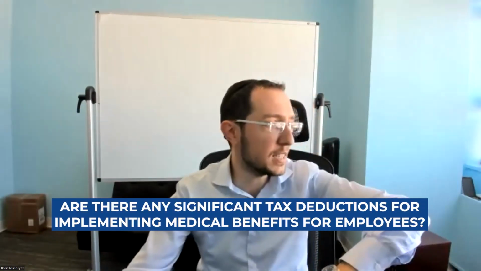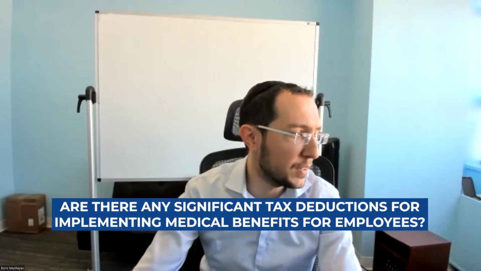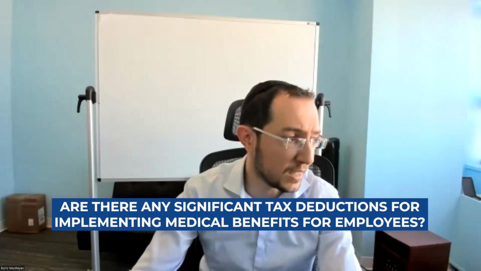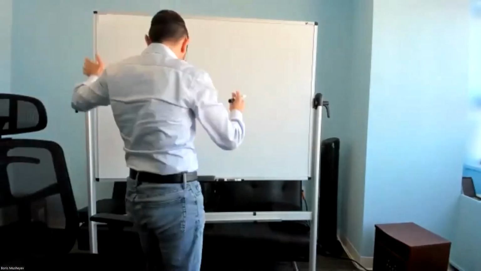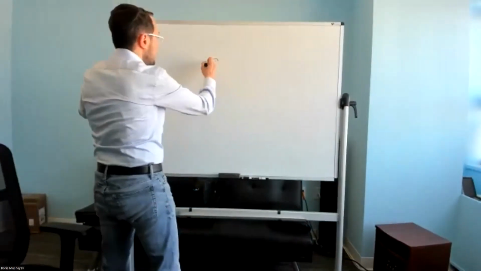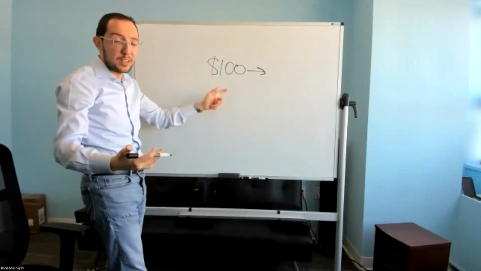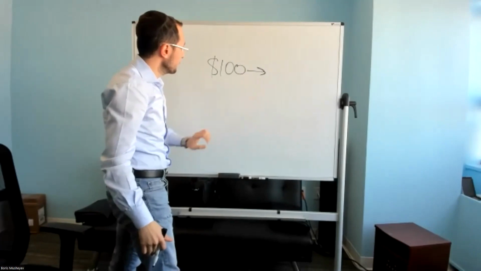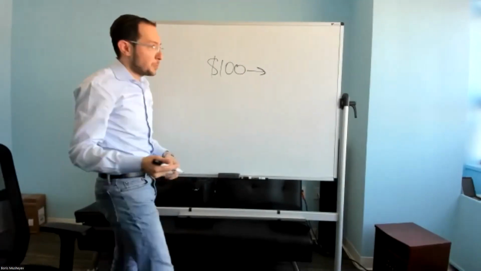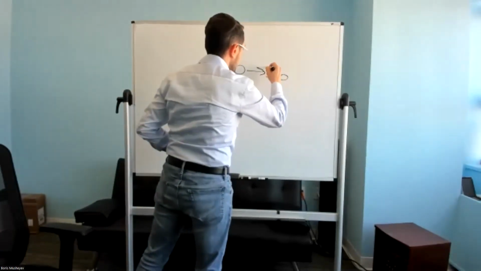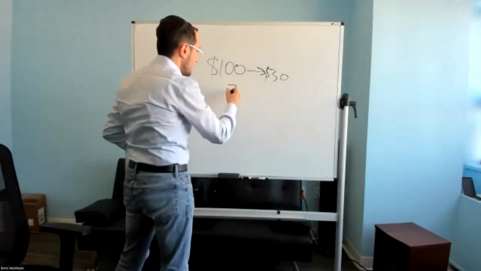So are there any significant tax deductions for implementing medical benefits for employees? Scott, significant tax deductions. It's a tax deduction, right? So think about it this way. For every $100 that you pay for your employees' health insurance, for example, if you are in a 30% bracket, you save $30. So you will still be out of pocket $70.